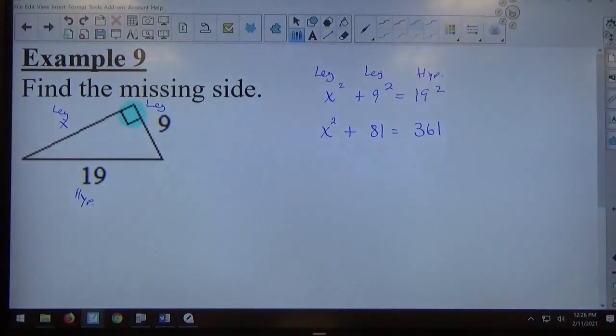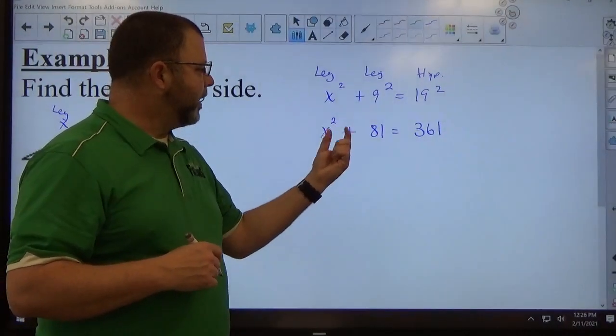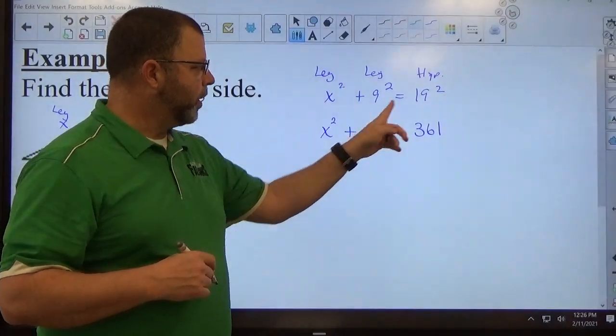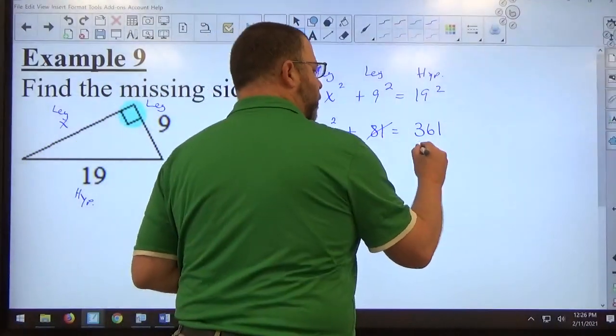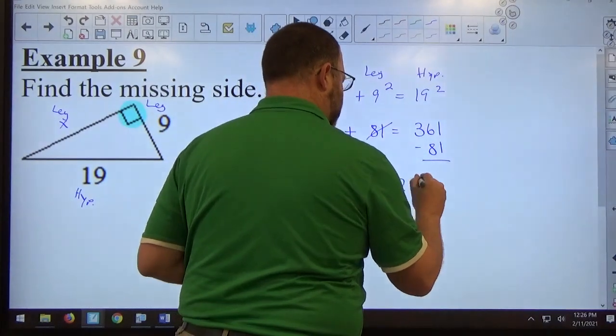If you know those things, fine. If not, you can just use a calculator. This time, instead of having both numbers on the same side that I'd add together, since I have x squared with a number equals a number, I'm going to move the 81 over here. So I get x squared equals 280.